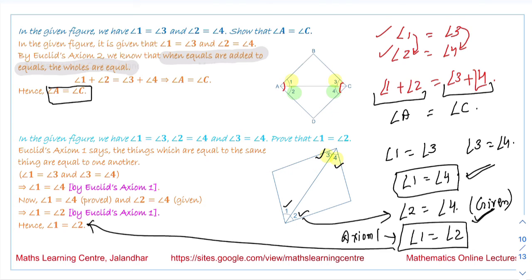So what we have used over here is that things which are equal to the same things are equal to one another. So we are saying 1 is equal to 3, 3 is equal to 4. So it means 1 is equal to 4. Second thing that is given to us is 2 is equal to 4. So both 1 and 2 are equal to 4. So from this we get that 1 and 2 are also equal.